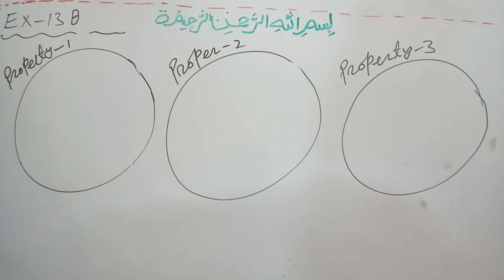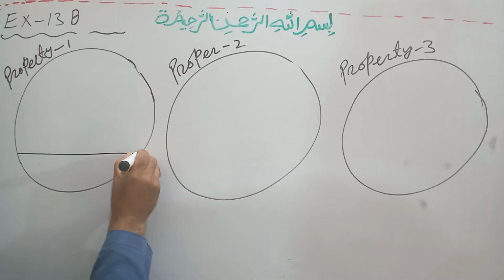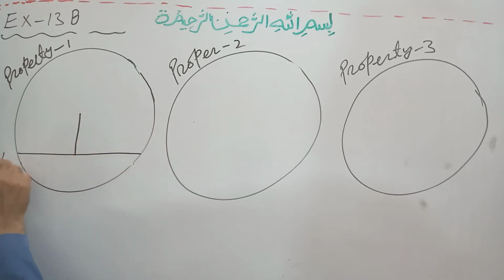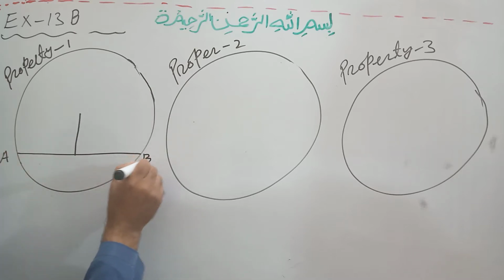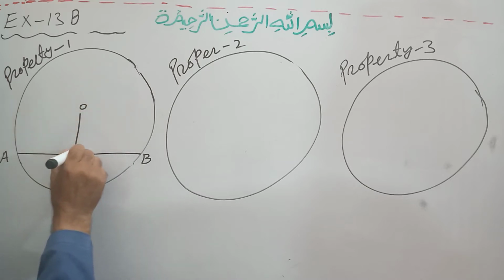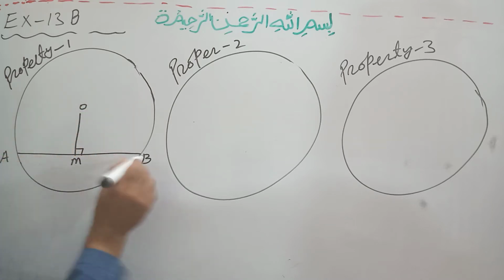Assalamu alaikum students. Till now we have studied property 1 and property 2 of the symmetric properties of the circle. Property 1 is that the perpendicular from the center of the circle bisects the chord. If AB is a chord and O is the center of the circle, OM is perpendicular to the chord.